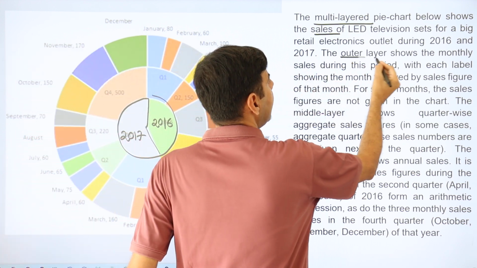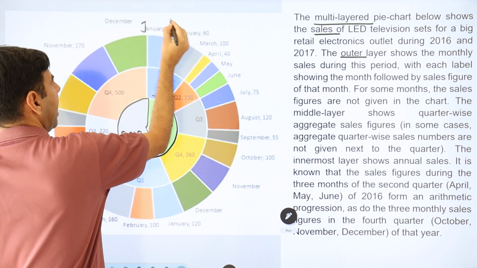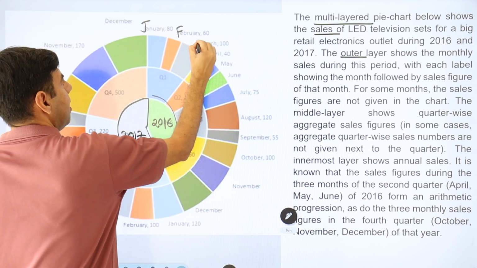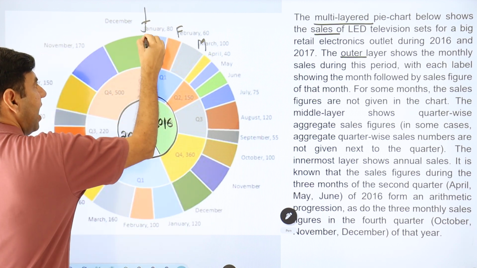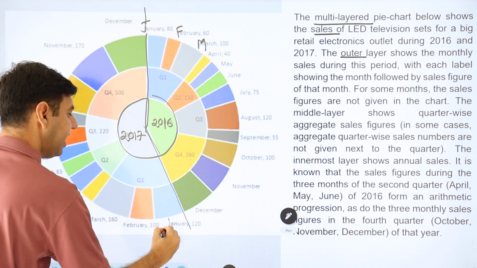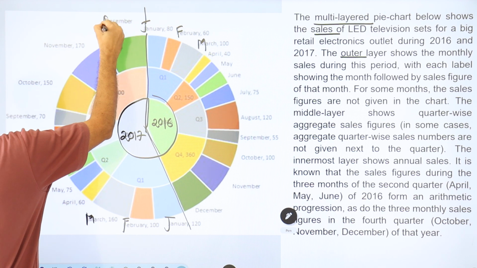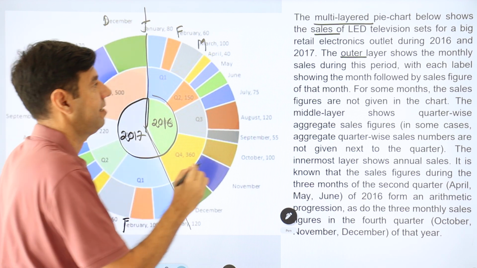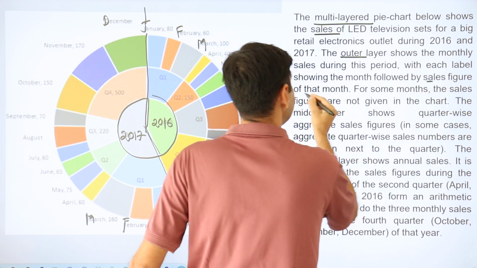And the outer layer shows the monthly sales. If I look at the outer layer, this is January, February, March, April, May, June, right up till December. So this is January to December for 2016, and it again starts Jan, Feb, March, goes up to December for 2017, with each label showing the month followed by the sales figure.